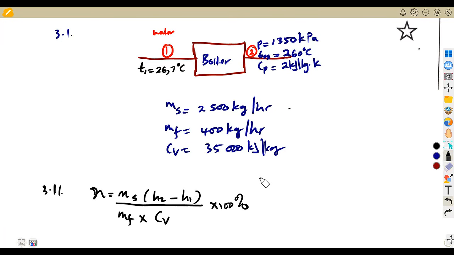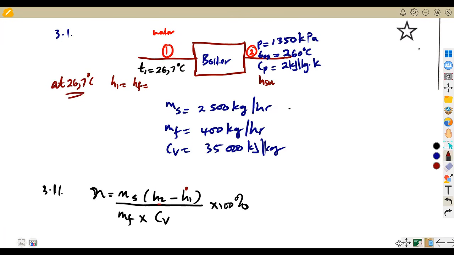So here we do not have H1, which is our HF at this temperature. So H1 is HF at this temperature. Then H2 is for the superheated steam. So you're talking about H superheated steam. So we have to calculate these, right? So HF, we're not going to calculate, we're just going to use our steam table, because we're given the saturation temperature at 26.7 degrees Celsius. What is going to be the value of HF?